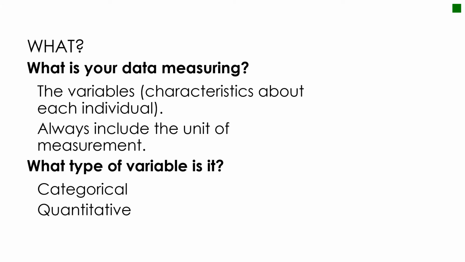What are we measuring? Obviously, we're looking at variables, the characteristics about each individual. That will always include a unit of measurement. And we just learned about categorical versus quantitative. So if I have a quantitative value, then I'm going to include a unit. Whereas if I have a categorical variable, there is no unit of measurement. It's just which category does that individual belong to.